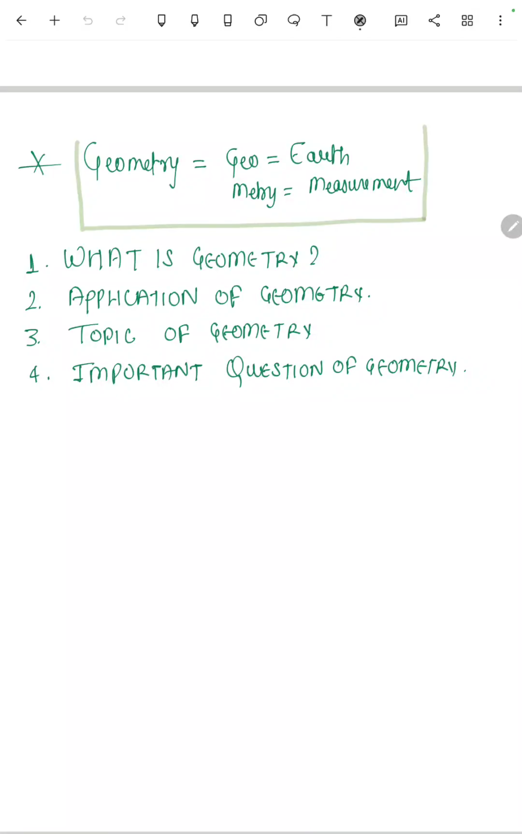Friends, today we will start the topic of advanced math, that is geometry. Friends, geometry is a very important topic or chapter from the point of view of the examination. In any exam, whether it is UPSC or SSC, questions from geometry are asked continuously.